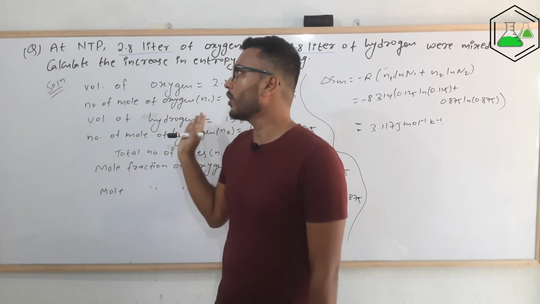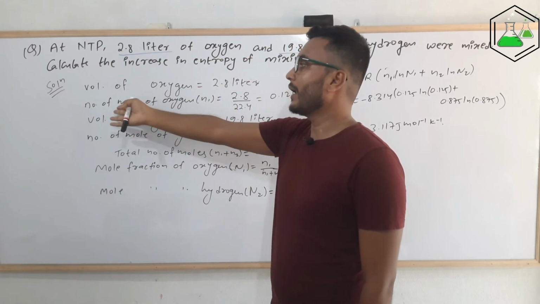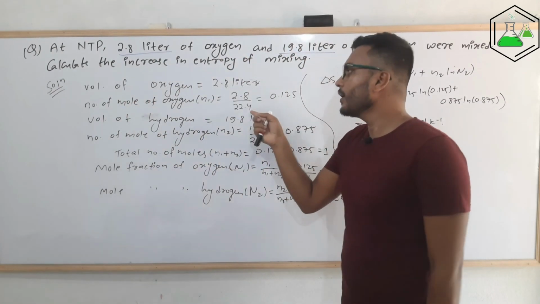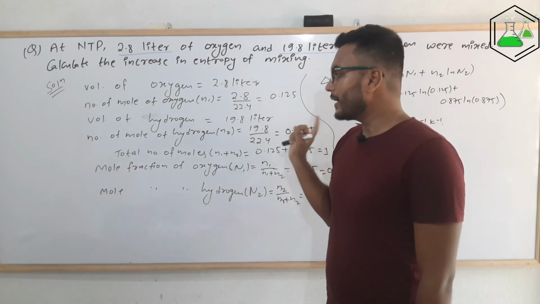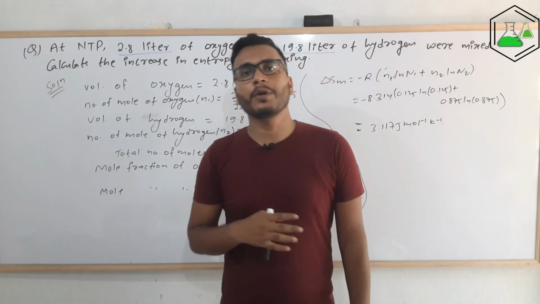This is how we need to solve a question like this. When volume is given, then first of all, we need to calculate the value of number of mole by dividing it by 22.4. And then we need to calculate the mole fraction. Then only we can find the value of entropy of mixing.